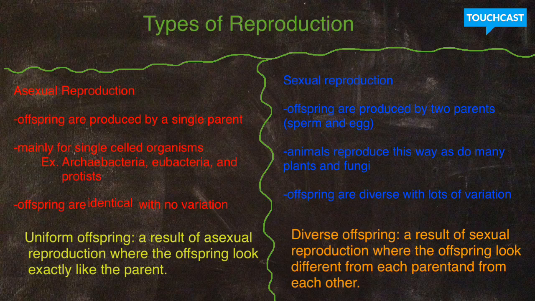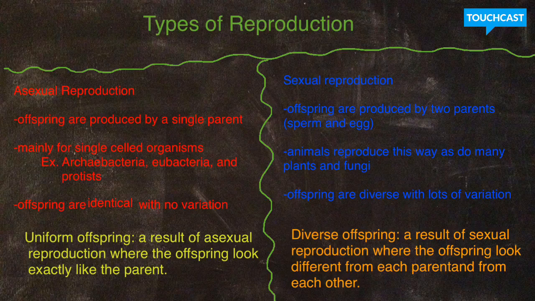They are clones. There is no variation whatsoever. We call this uniform offspring, which is a result of asexual reproduction where offspring look exactly like their parents. Did I mention clones? Because they're clones!